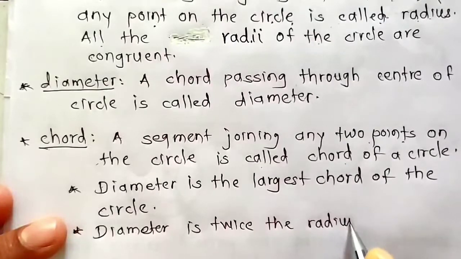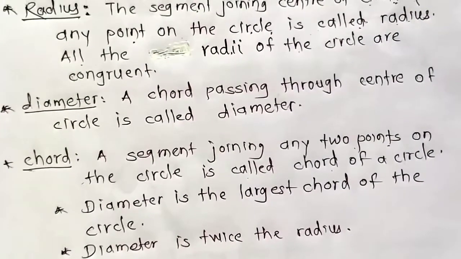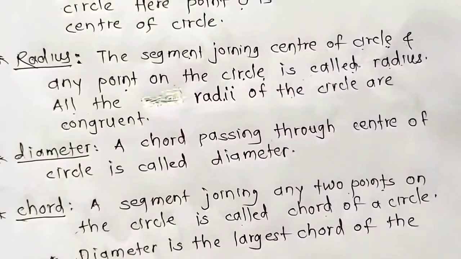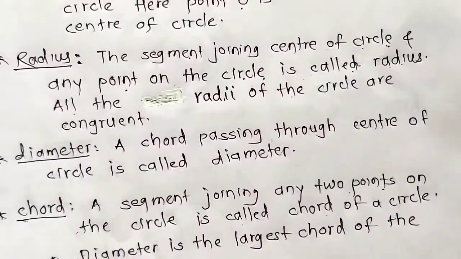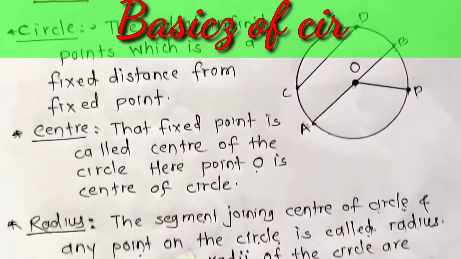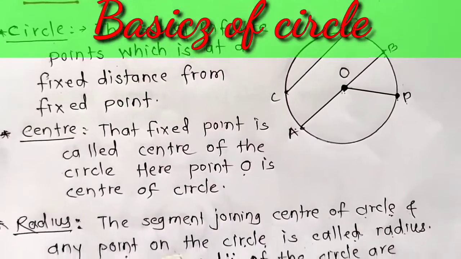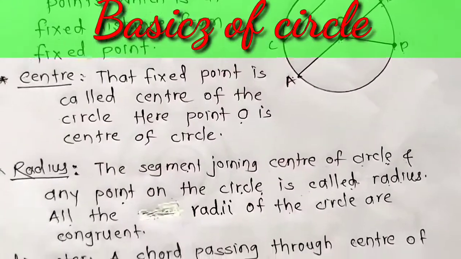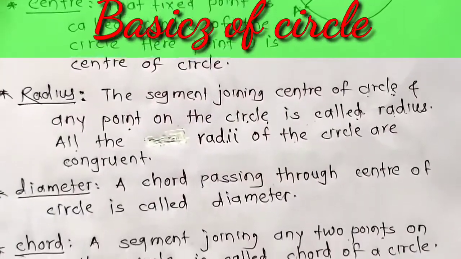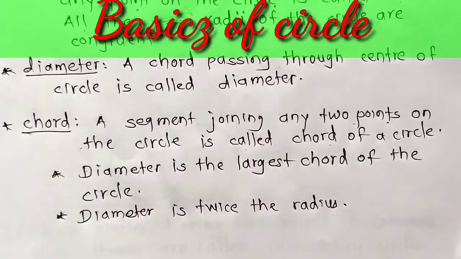Sometimes the radius of a circle will be given and we have to find the length of the largest chord of that circle. That type of question will be there. Then using this concept we can find the length of the largest chord of the circle. So these are the concepts related to the circle: definition, radius, diameter and chord. Before solving the practice set, you must study these concepts.